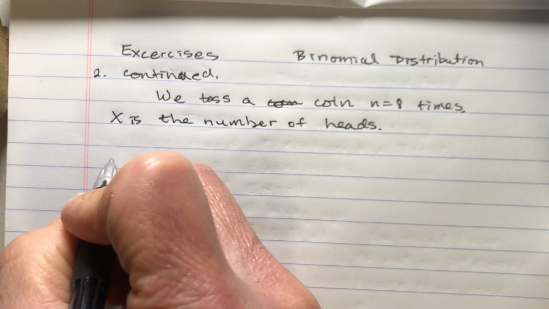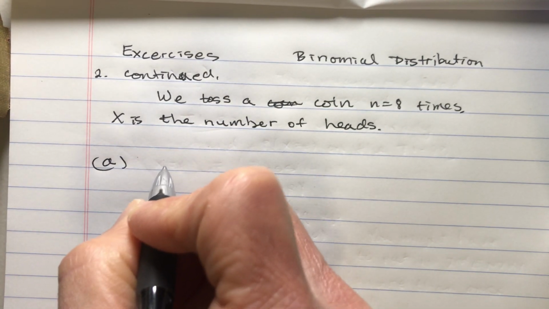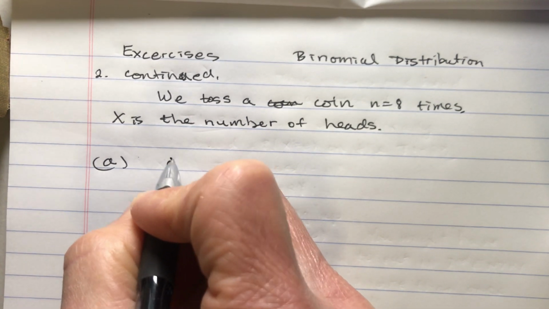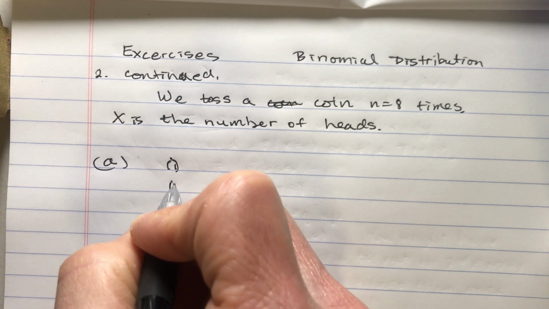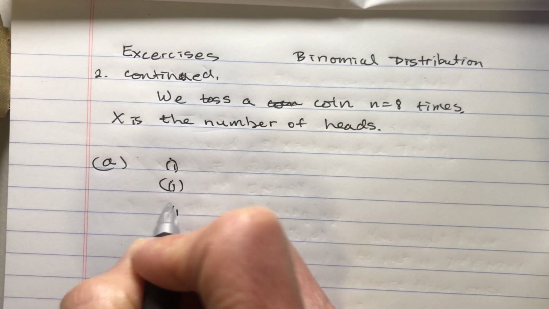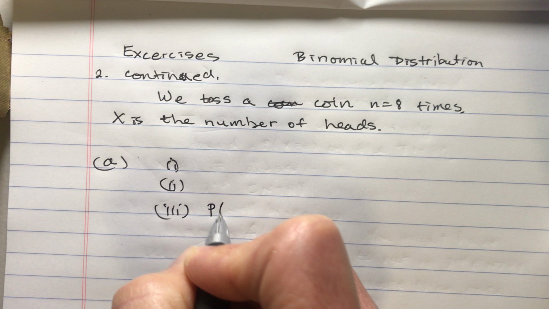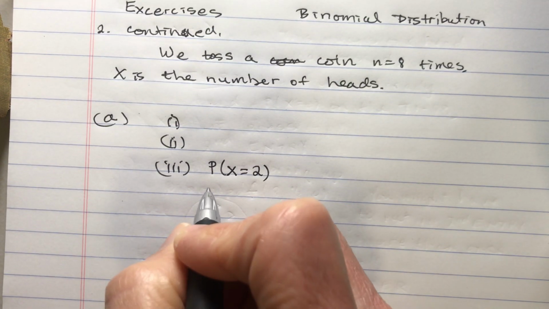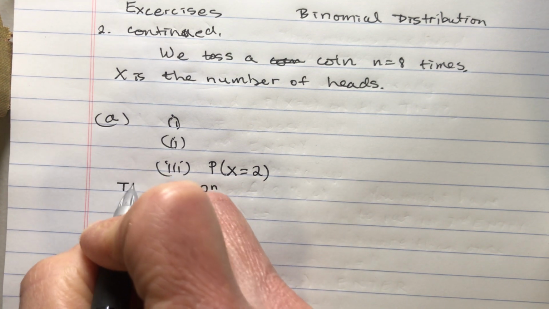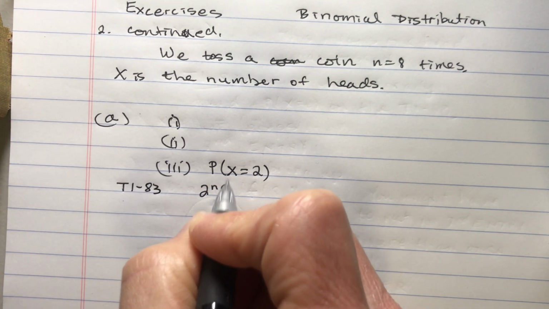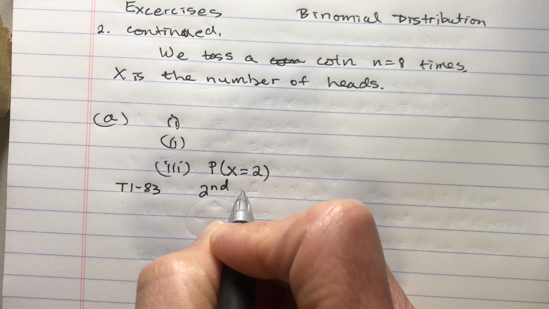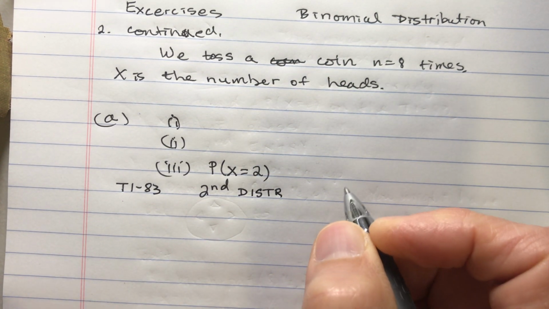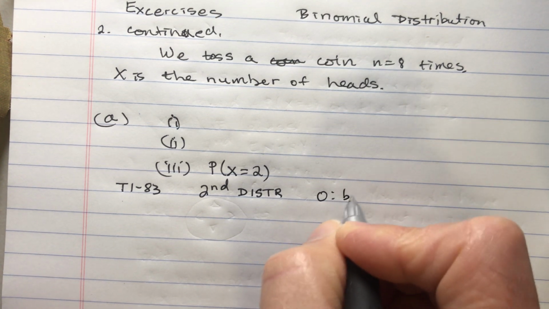And so we were doing A, and then we had other stuff. So we're part 1, we already did part 2. Part 3 is the probability that X is equal to 2. And so what I'm going to do is just use the TI-83 and second distribution and then 0 binomial PDF.